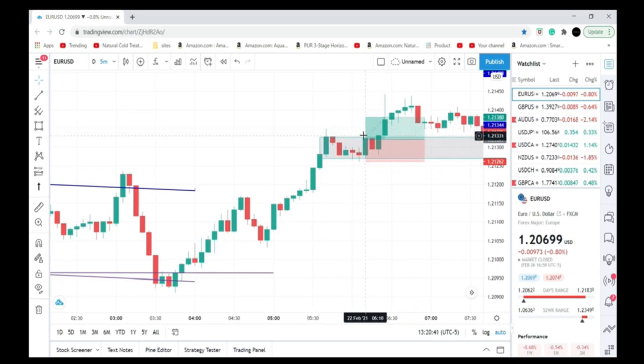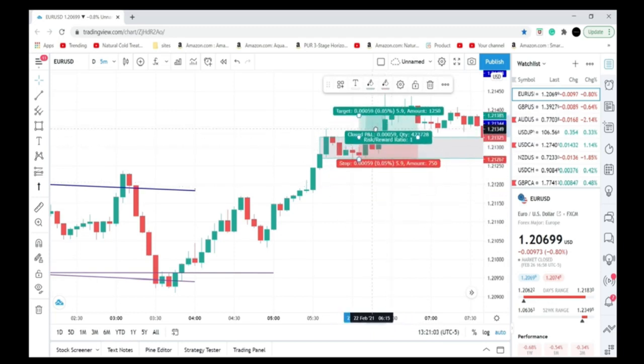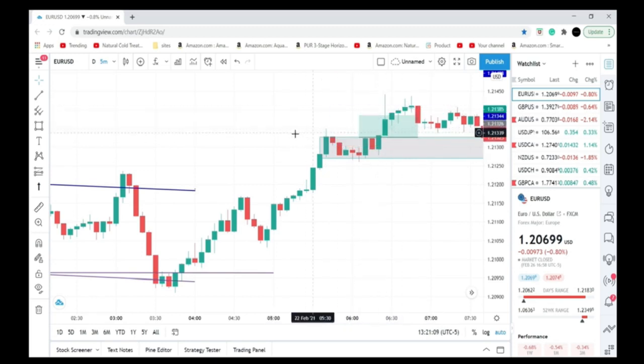So this goes up 1-to-1, you move your stop loss to break even. Break even is basically where you enter. So this bar right here is your entry, as soon as price goes above it, and your stop loss is above here. As soon as price goes 1-to-1, you move your stop loss to break even, which is your entry, and then if it comes back, you get out for a break even.